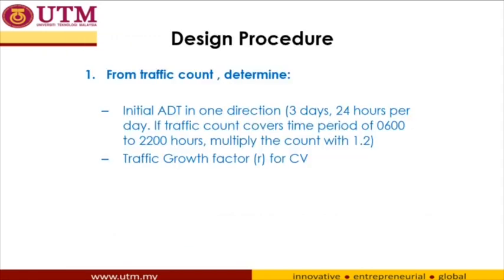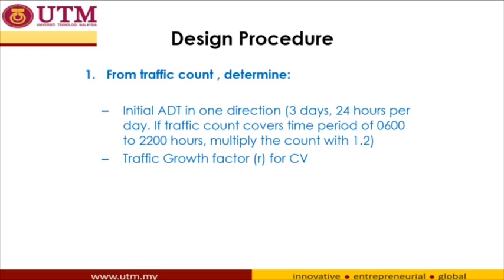Okay, let's have a look at the detailed design procedure. First is the traffic count. This refers to the initial average daily traffic in one direction. So how to get the ADT? Normally, this data is monitored for 3 days, 24 hours per day for different vehicle types. If the traffic count covers only a very limited time, for example, from 6 a.m. to 10 p.m., then the count should be multiplied by 1.2.